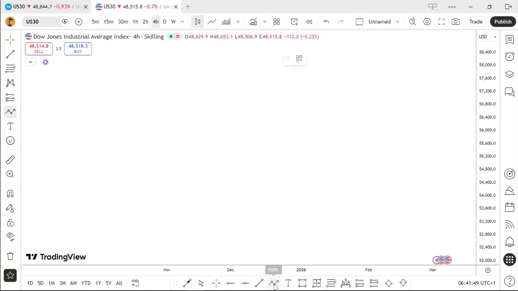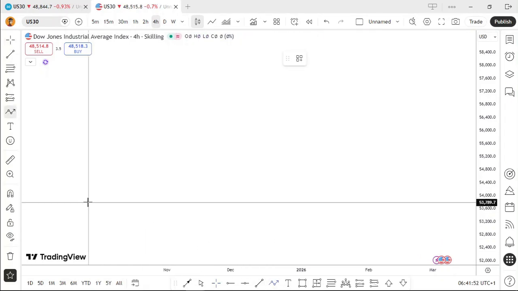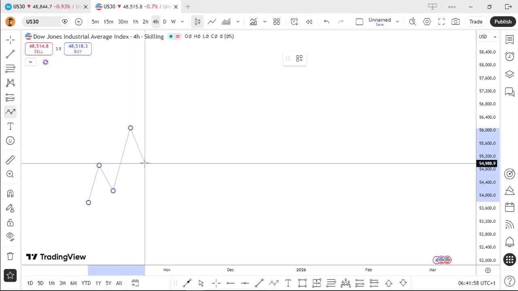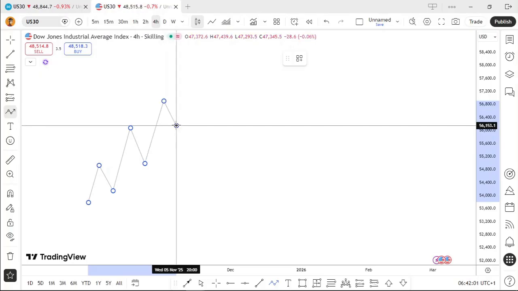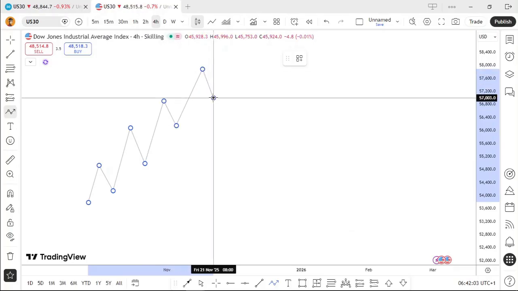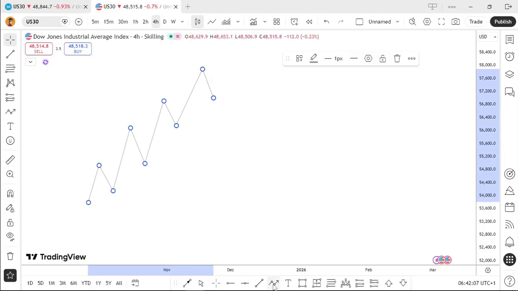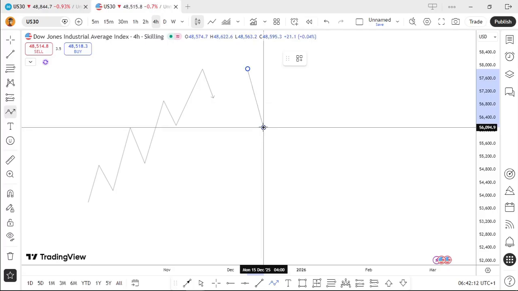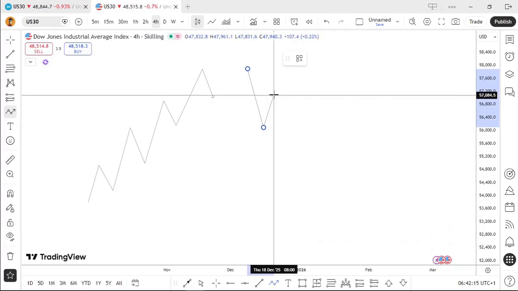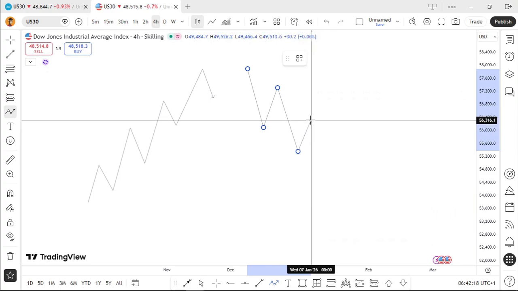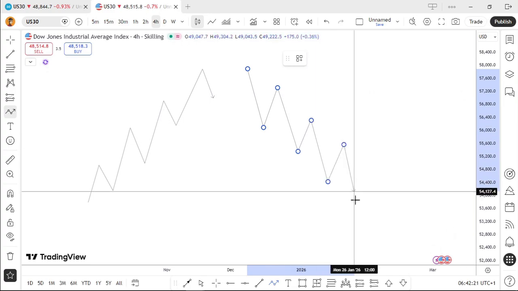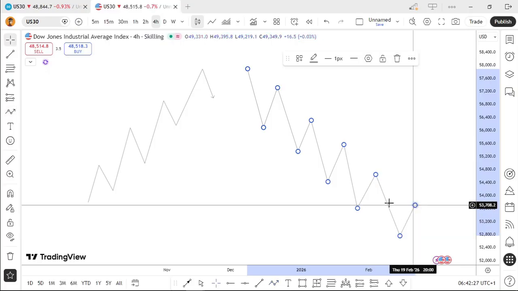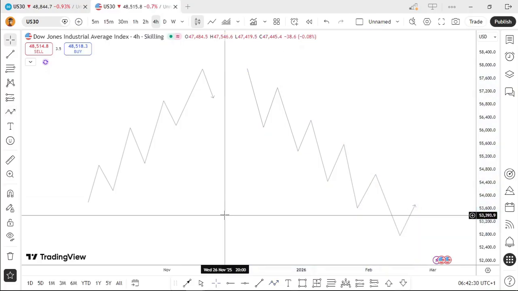So in an uptrend market, the market moves by creating higher highs and higher lows, higher highs and higher lows. While in a bearish market, the market moves by creating lower high, lower low and lower high, lower low and lower high, lower low. So that's how the market moves in a bearish market.